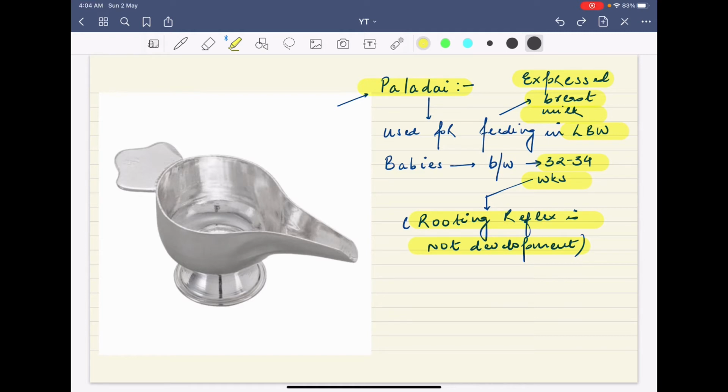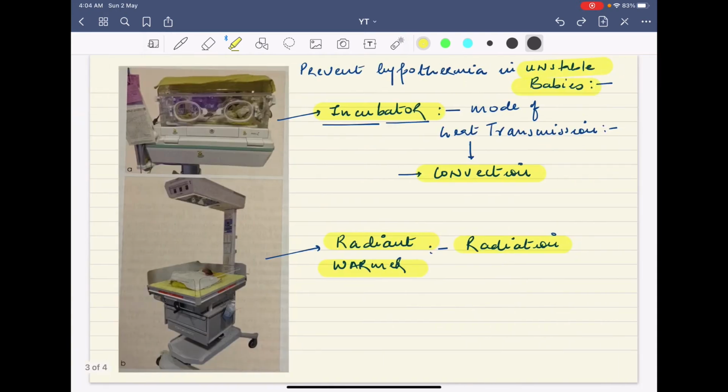So you know that for the successful swallowing of the breast milk, there should be a correct coordination between rooting, sucking and swallowing. So we know that in low birth weight babies which are born between 32 to 34 weeks of gestation, the rooting reflex is not properly developed, so we use a paladai. This image is over. Now moving on to another image, which is this.